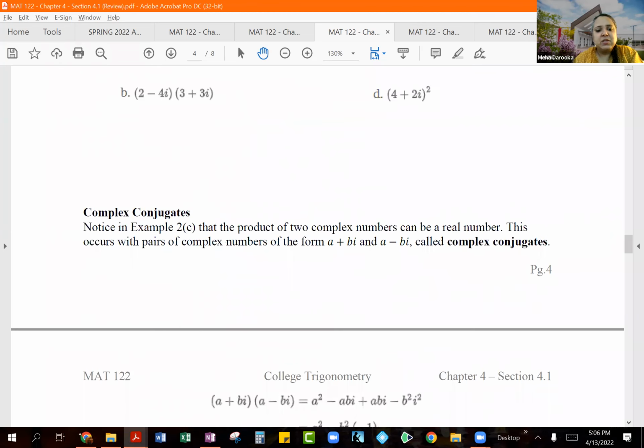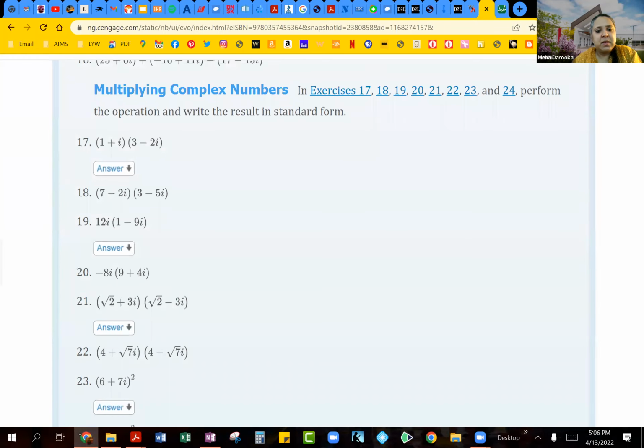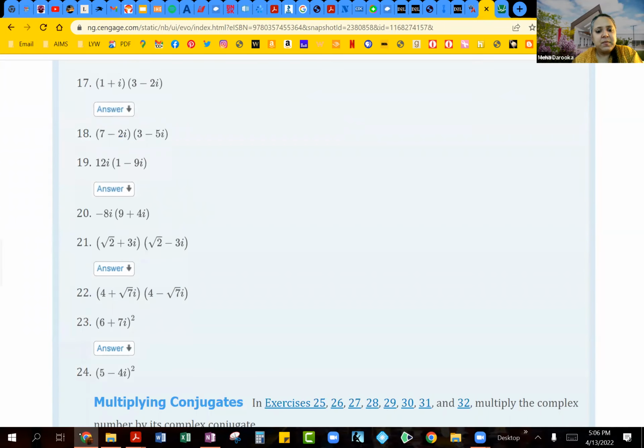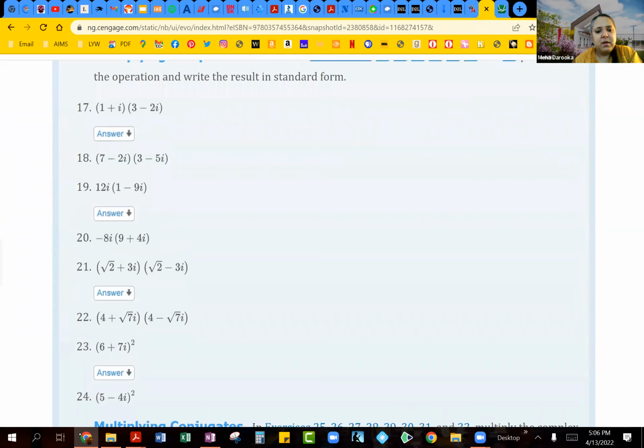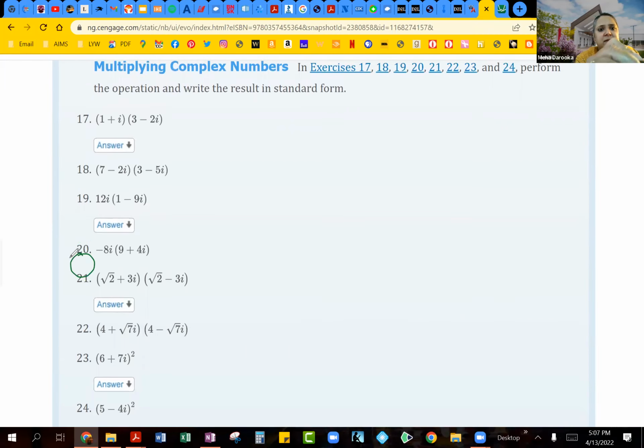So let's, again, just for practice, make sure you guys are able to do this. Let's pick a quick example over here. You know what? Let's do something like, I don't know, 21. And your instructions are, again, just perform the operation and write the result in standard form.